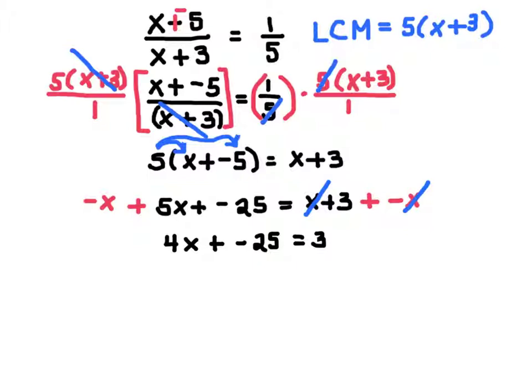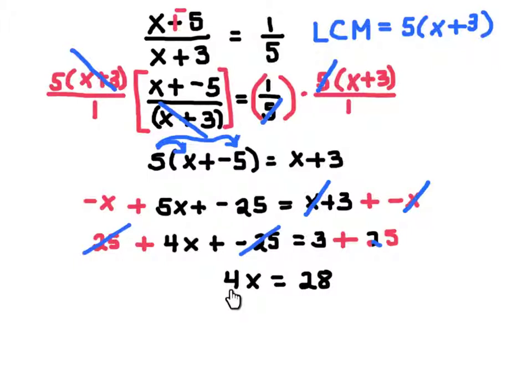Well, now I want to get the 25 over to the right-hand side. So I'm going to add to the left-hand side the additive inverse of a negative 25, which is a positive 25. And if I add positive 25 to the left, I must add positive 25 to the right to keep my equation balanced. Okay, so negative 25 plus a positive 25 is 0 on the left, so the left-hand side becomes 4x. And the right-hand side is 3 plus 25, which is 28. And we are almost done.